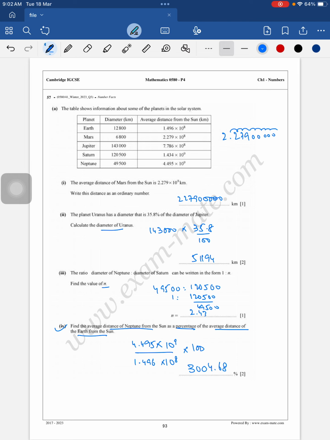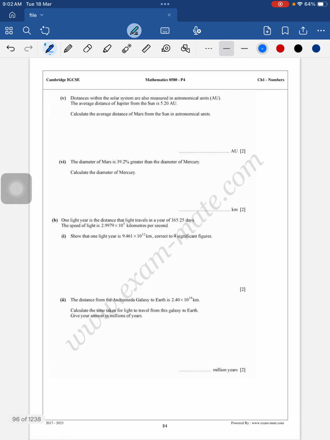3004.68, right? I hope that's clear. Okay, moving forward, distances within the solar system are also measured in astronomical units. The average distance of Jupiter from the sun is 5.20 AU. Calculate the average distance of Mars from the sun in astronomical units.